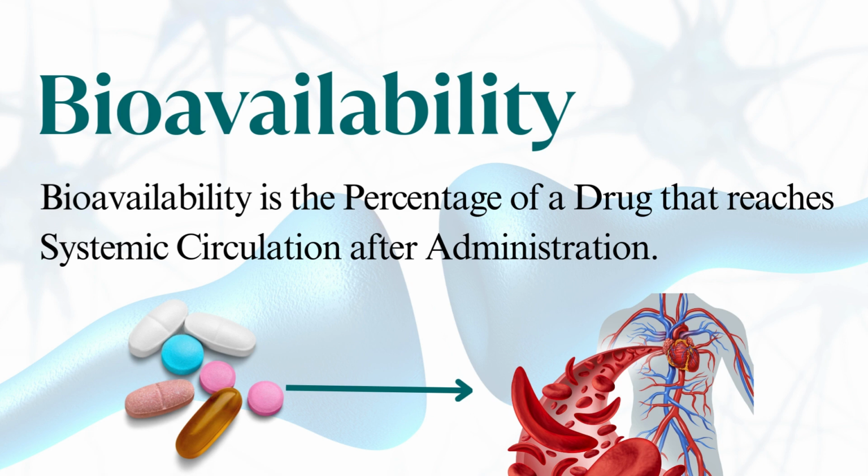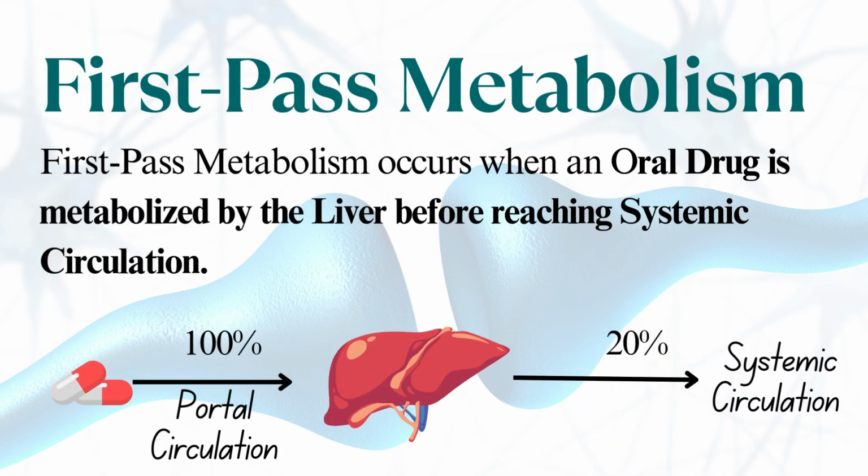Bioavailability. Bioavailability is the percentage of a drug that reaches systemic circulation after administration. IV drugs have 100% bioavailability because they are injected straight into the bloodstream. Oral drugs have lower bioavailability due to first-pass metabolism. First-pass metabolism occurs when an oral drug is metabolized by the liver before reaching systemic circulation. Thereby, its concentration is greatly reduced.